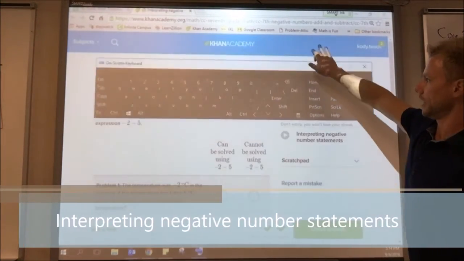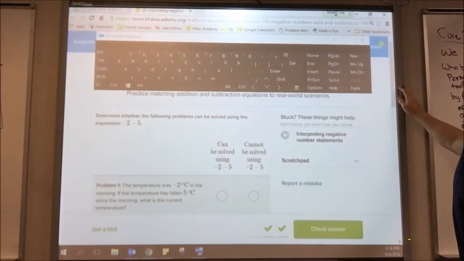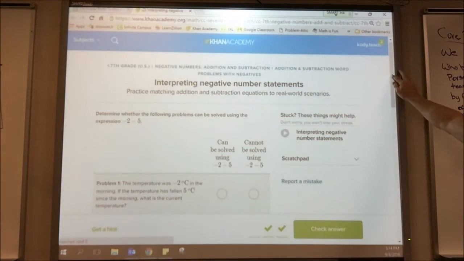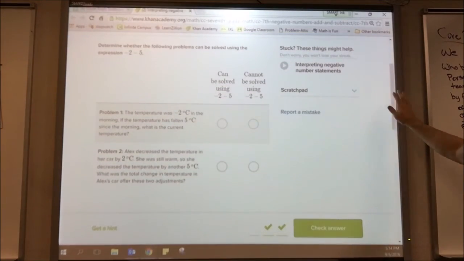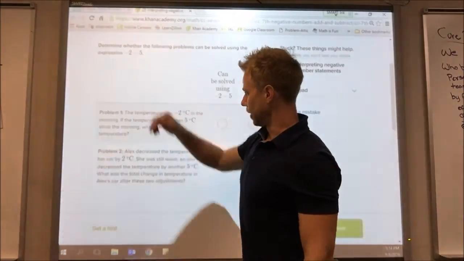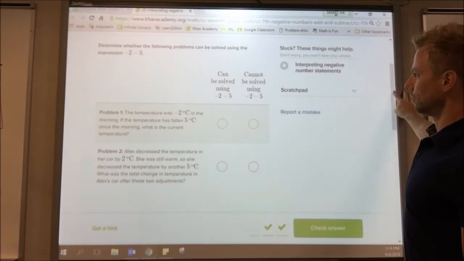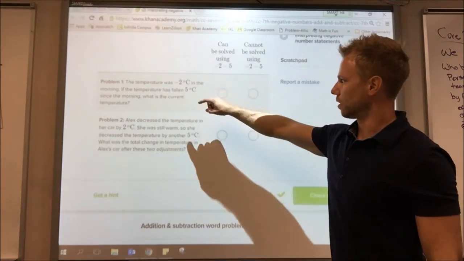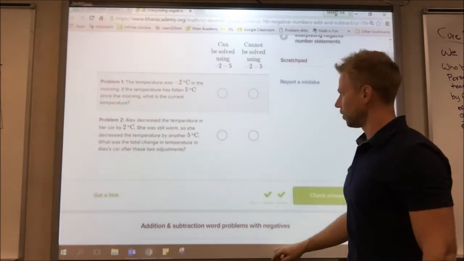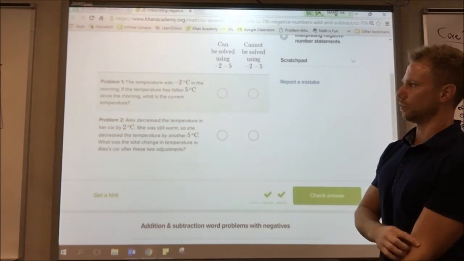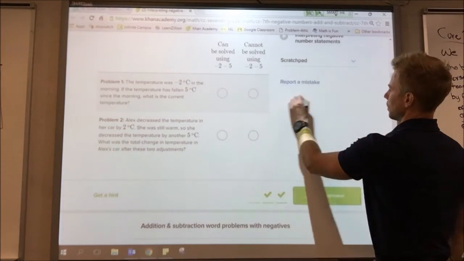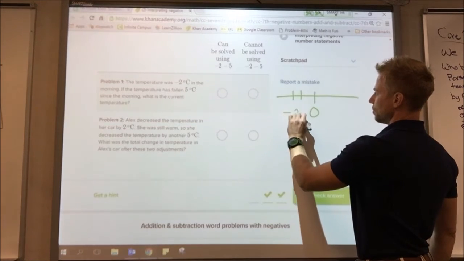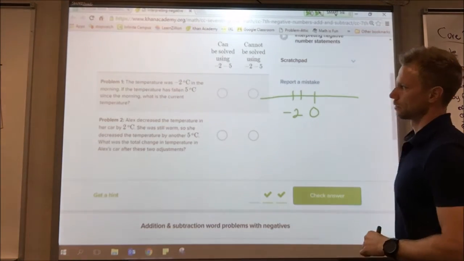Okay, this is interpreting negative number statements. Determine whether the following problems can be solved using the expression -2 minus 5. So the temperature was -2 degrees in the morning. The temperature has fallen 5 degrees since the morning. What is the current temperature? I'm going to draw a number line. And it said it was -2 in the morning.